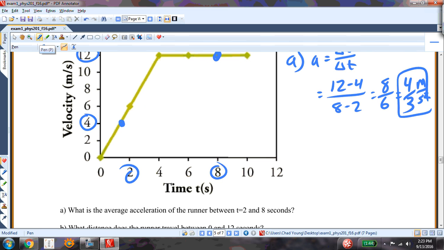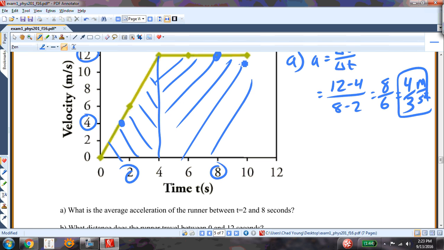Okay, what distance does he travel from 0 to 12 seconds? In this case, I need to know the area of this and the area of this portion. So I can find the area of both of those. This area is going to be 1/2 base times height. That's 1/2 of 0 to 4 times the height 0 to 12. So it's 12. This is B.